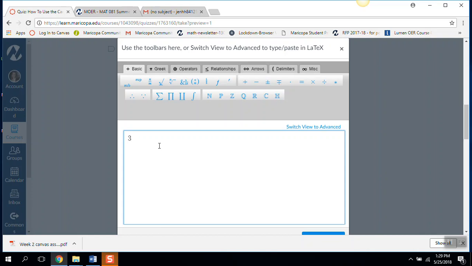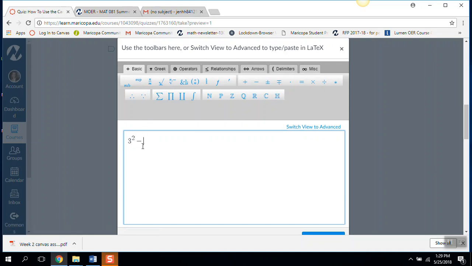Now to get the squared, I need what's called a superscript. We see that right here, SUP. Notice when I press that, my cursor moves into the exponent spot and I can type the 2. I can use the right arrow on my keyboard to return to the normal line of text, or I can just click after the exponent.